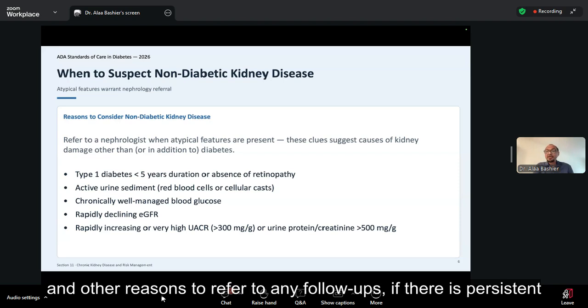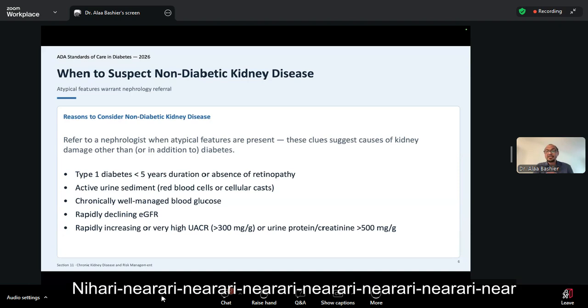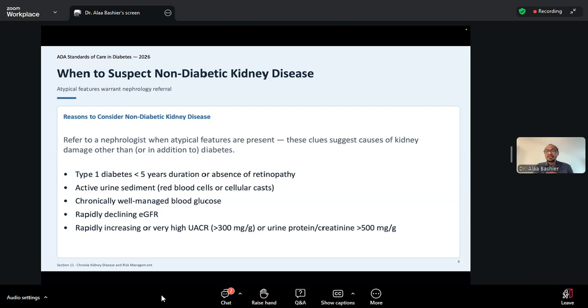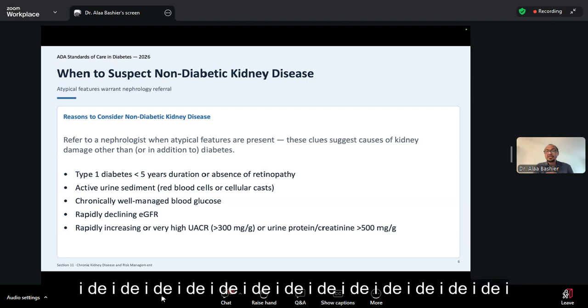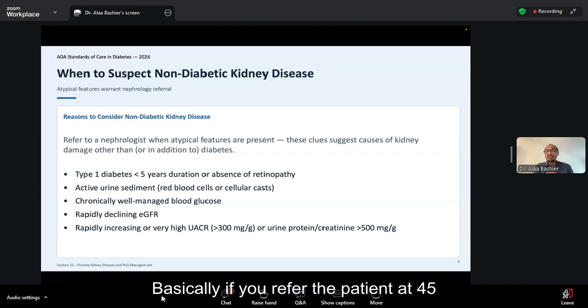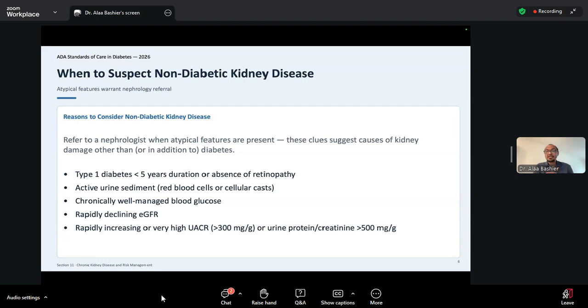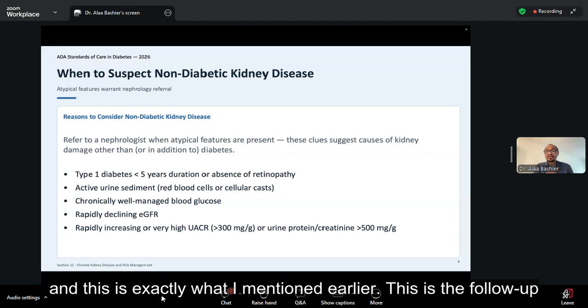And other reasons to refer to a nephrologist are persistent acidosis or anemia, or for evaluation of mineral bone disorder or malnutrition. Those need to be referred. Basically, they usually develop after stage 3B. So the bone or mineral metabolic bone disease abnormalities, the anemia, they all appear after stage 3B and beyond. So basically, if you refer the patient at 45, you'll probably be referring those patients as well.